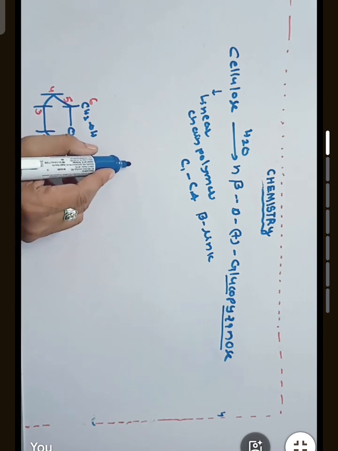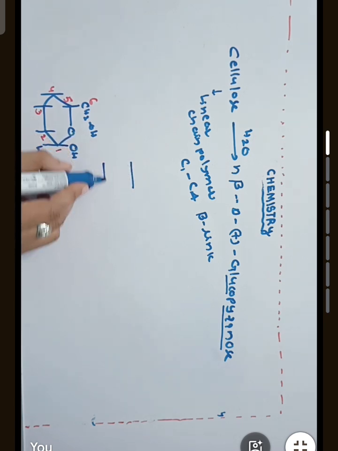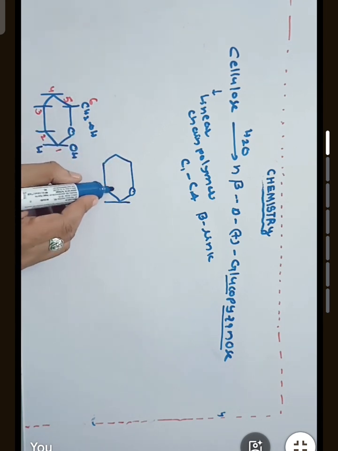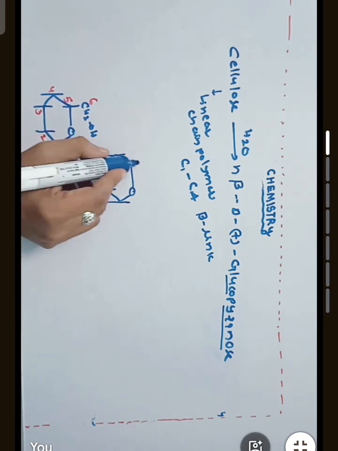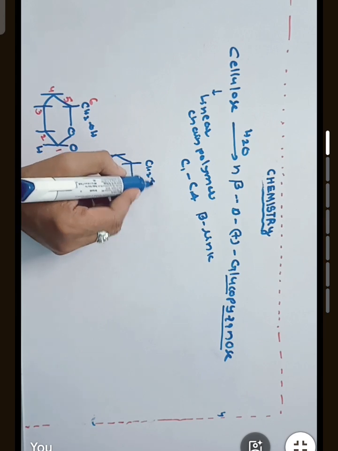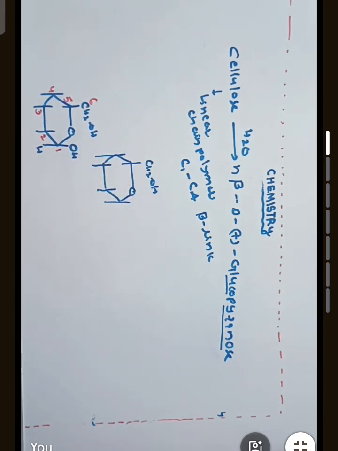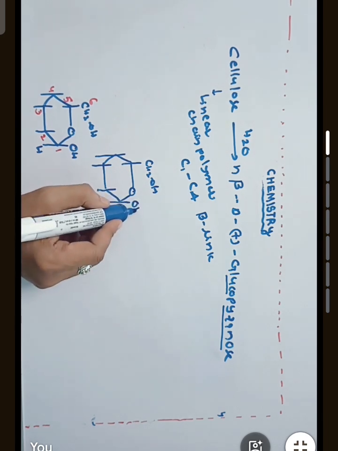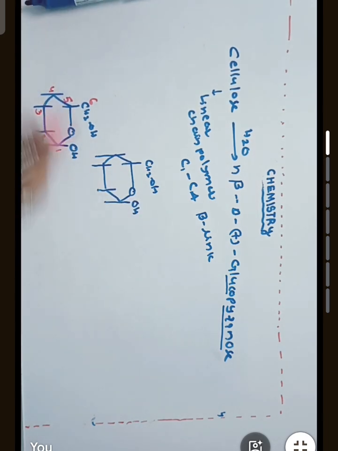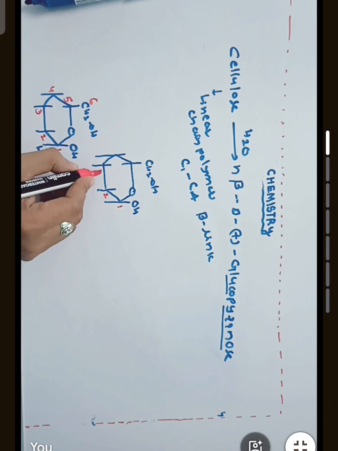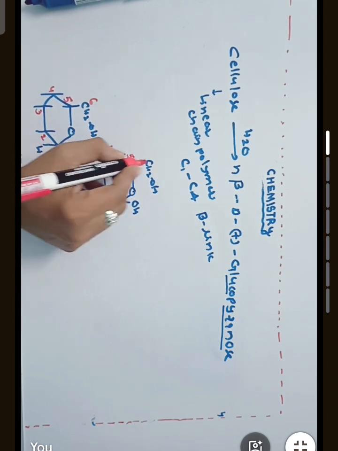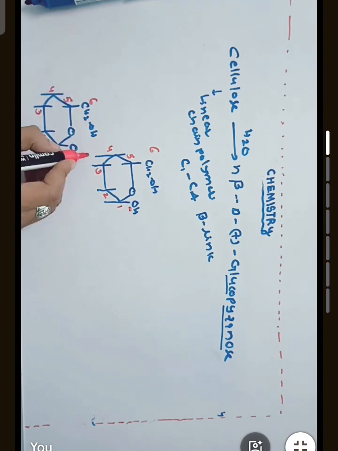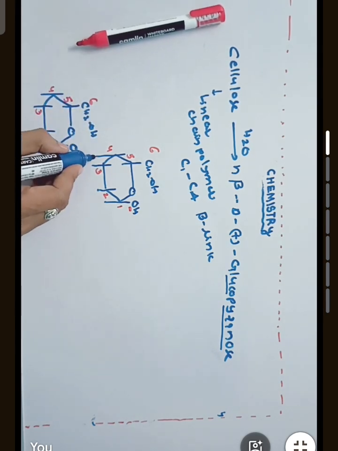Next is another monomer. First carbon, second carbon, third and fourth carbon, and fifth and sixth carbon are there. Next, take one more here also. The OH group is on the anomeric carbon. The anomeric carbon, the first carbon, is above the plane with the OH group present. This OH group is important for us. Here also, the fourth carbon OH group is present down low.